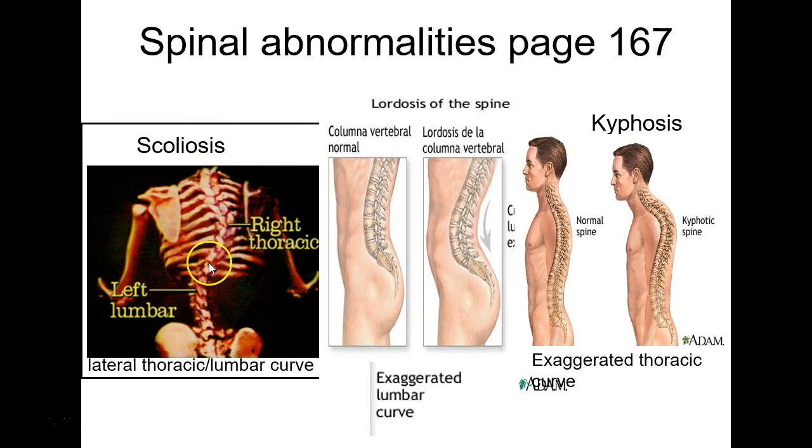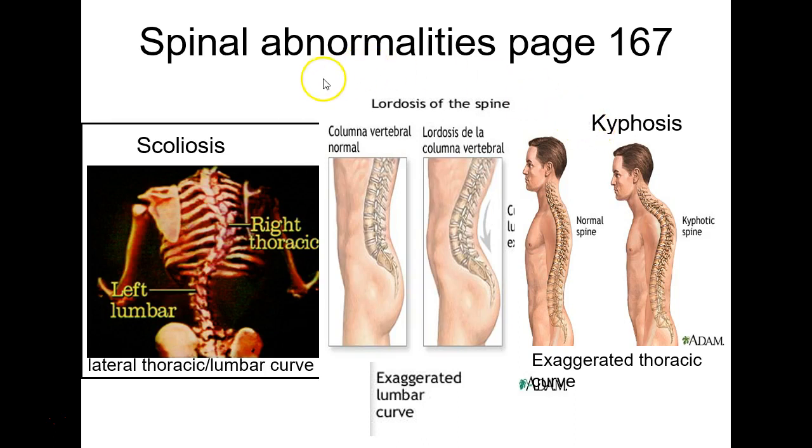Scoliosis is a lateral curvature of the spine that should not be there, right? This one's not done that well, but lordosis is a lumbar curvature that's in the proper direction, but it's too much. It's an exaggerated lumbar curve, where an exaggerated thoracic curve, it's in the proper direction, but it's too much. That would be kyphosis. Okay, so scoliosis, lordosis, and kyphosis.